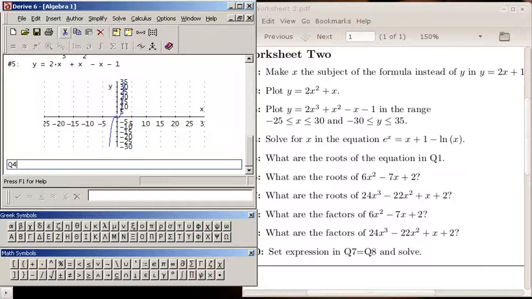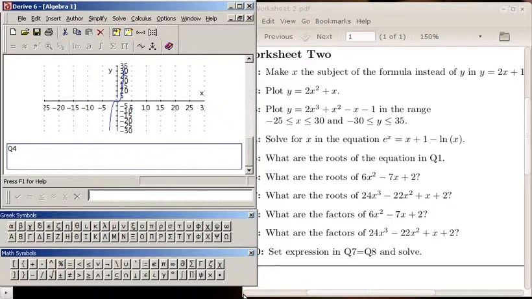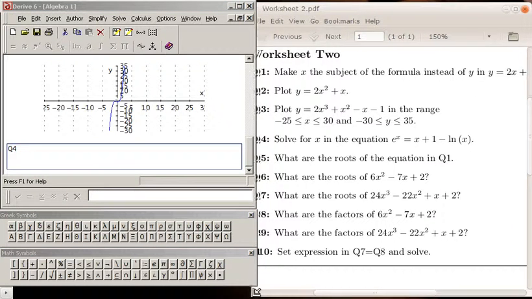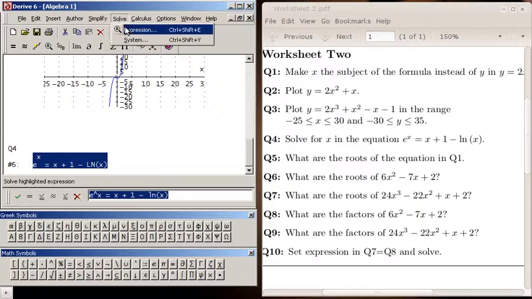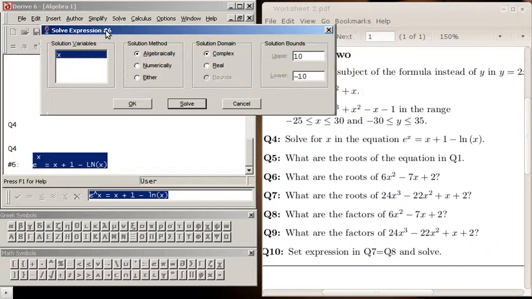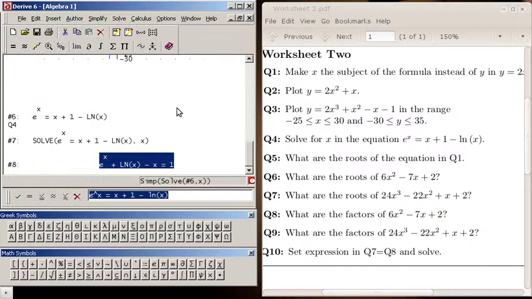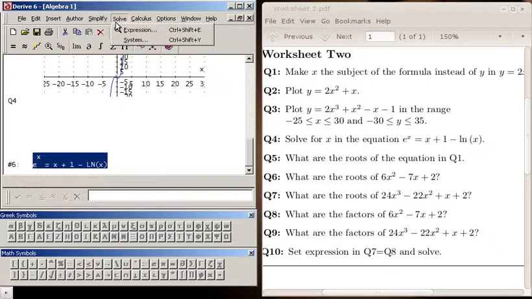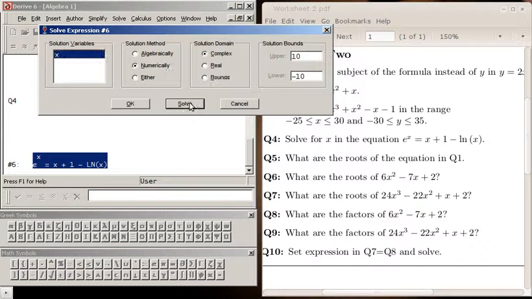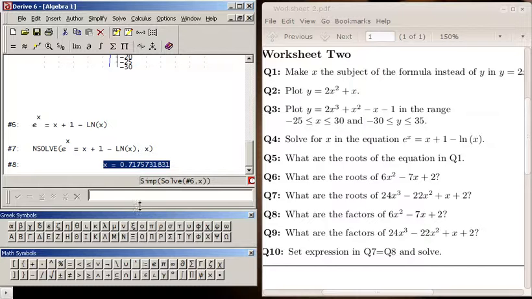Question 4 now. E power x equals x plus 1 minus log x. And we want to solve this. Solve expression. Now, if we try to solve algebraically, we don't get an answer. There is no answer algebraically. We can only get an approximate numerical answer. And that's the answer.